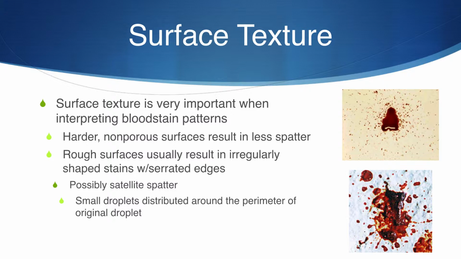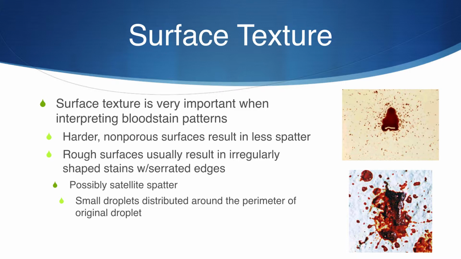So some surface textures that cause variation: hard, non-porous surface tends to have less splatter, so it doesn't necessarily mean that it's going to be less violent or less blows. It just is the surface that it landed on may be different. So the top right picture is a smooth, non-porous surface.